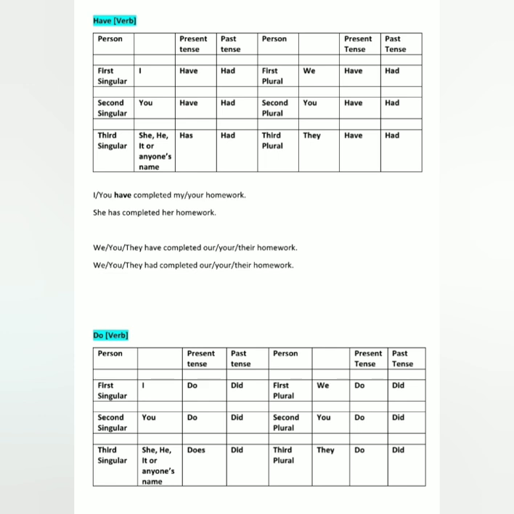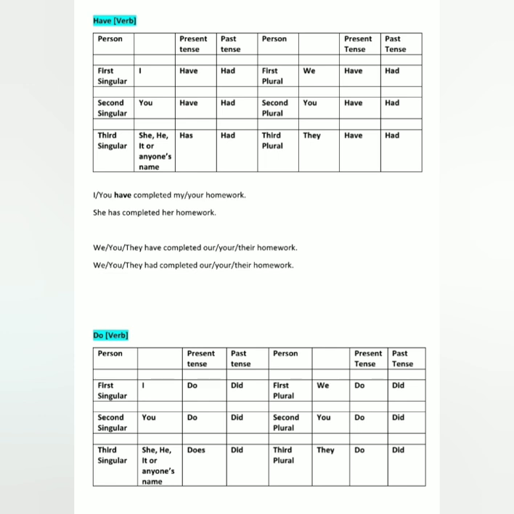Okay, now talking about the verb do. When we are using the first person or second person, that is I or you, we use do. You do your work, like that. And when we are talking about the third person singular, he, she, it, or anyone's name, we use does. She does her homework. Now when we talk about the past tense, the past tense of the verb do is did. So with first person, second person, third person, that is I, you, he, she, it, or anyone's name, we use did. I did my homework, you did your homework, she did her homework, like that.